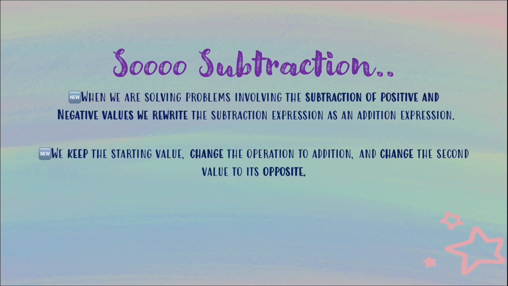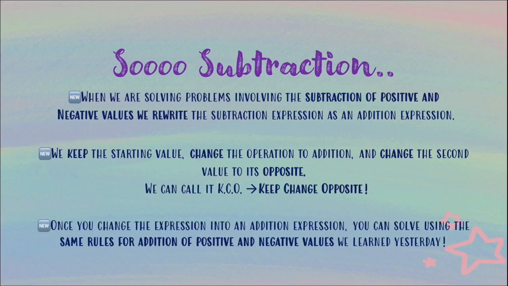So to do this, how we change a subtraction expression to addition is we're going to follow 3 simple rules. We're going to keep the starting value the same. We're going to change that subtraction operation sign to addition, and we're going to change the second value to its opposite. We're going to call it KCO. We're going to call it keep, change, opposite. Keep the first sign the same, change subtraction to addition, and opposite the second number.